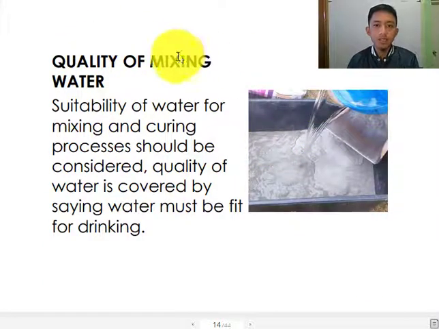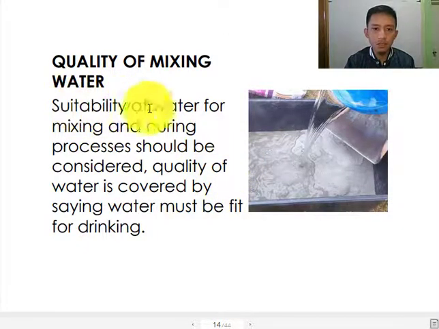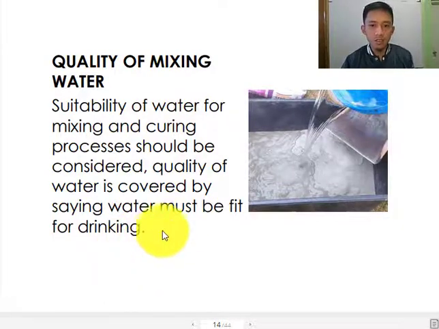Quality of mixing water is also important, supposedly, but if you observe actual construction, if you really cannot provide suitable water for mixing, then you can make use of the water available, but you need to consider that the content of the water will affect the strength of the concrete. So suitability of water for mixing and curing should be considered. Quality of water is covered by saying water must be fit for drinking. So the ideal state of water to be used in mixing and curing should be fit for drinking.